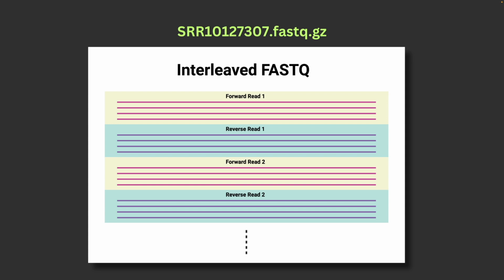In FASTQ format, each read has 4 lines. I'll talk more about FASTQ format in detail later in another video. Now, in the interleaved FASTQ file, first we have 4 lines for forward read 1 and then 4 lines for reverse read 1. Then again for forward read 2 and next for reverse read 2. And thus it continues. I hope you got the idea.